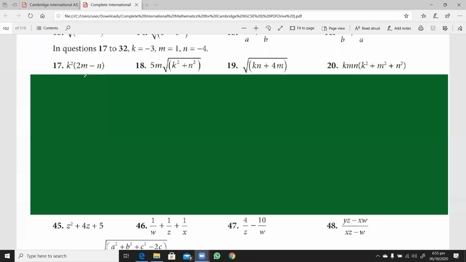Okay, this is k squared into 2m minus n. So this time your k is minus 3, so k squared would be 9. So the 17th, this is 9 into 2m, that is 2, and n is minus 4. This is minus into minus. Whenever there is a minus number and there is a minus before that, it's better to use brackets. So it's 9 into 2 plus 4. So that will be 9 into 6.